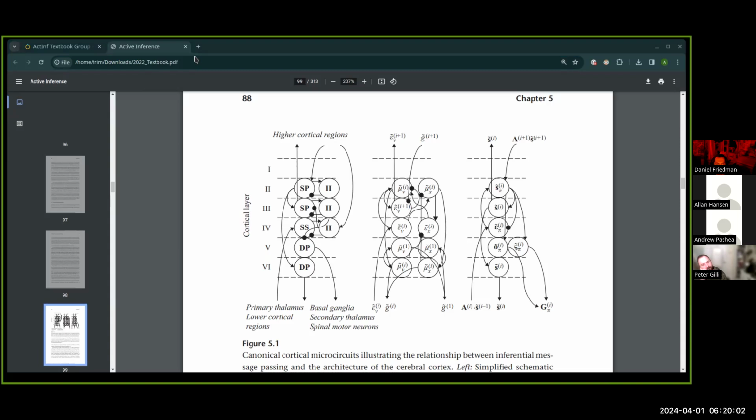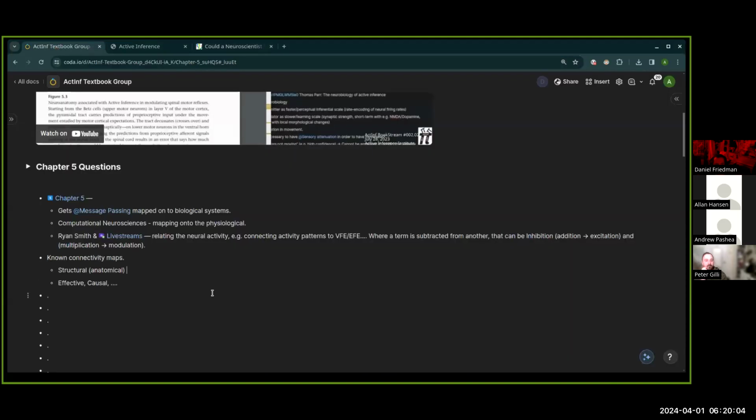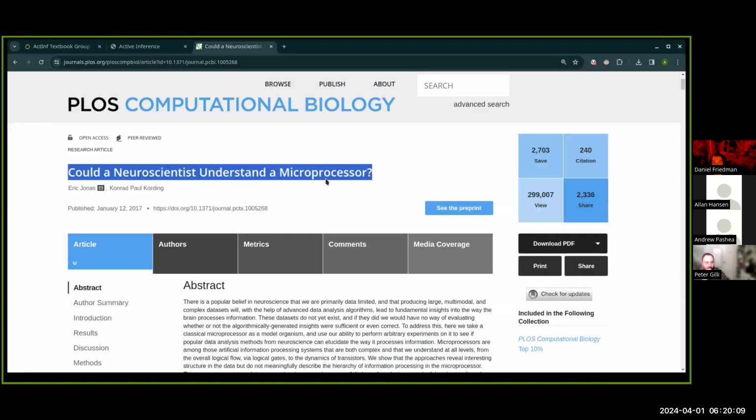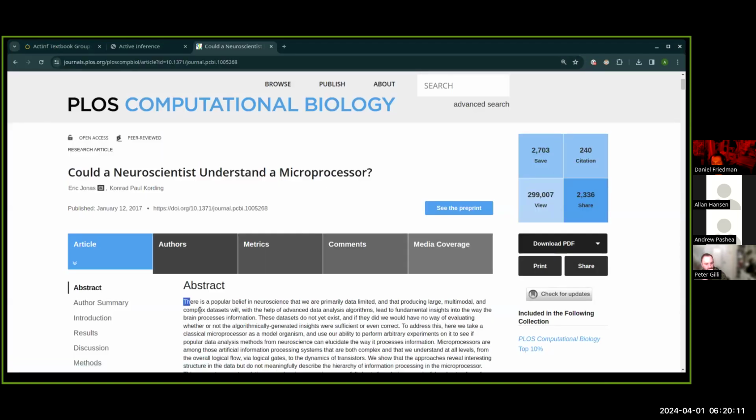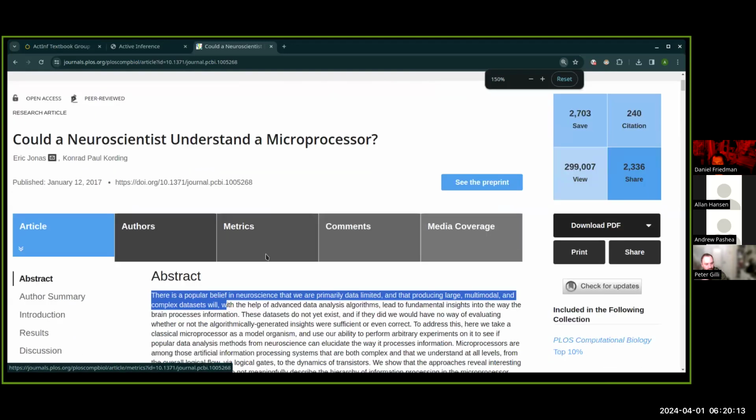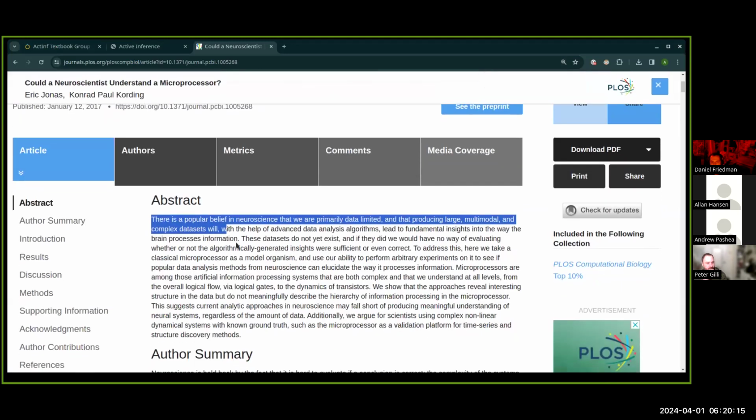Another fun paper, I'll put it here. Could a neuroscientist understand a microprocessor? And this just, shots fired in the first sentence. Why are people collecting all this data? Why are there massively funded projects to sample synapses and all this stuff? Well, it's related to this belief that if we had more data, better satellite images of the territory, then we would have better maps.